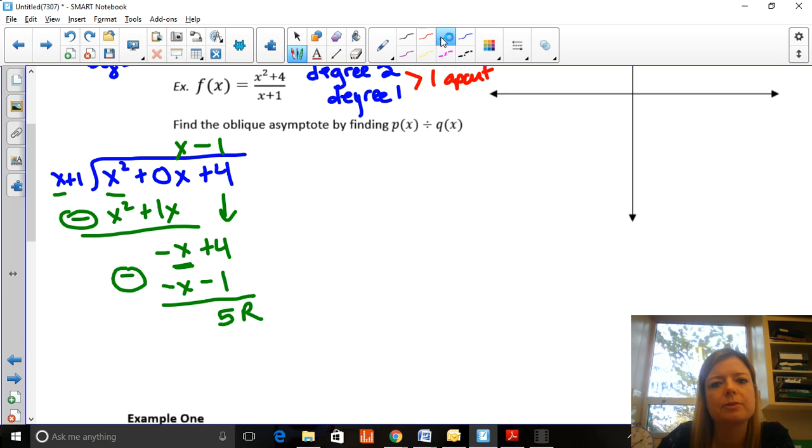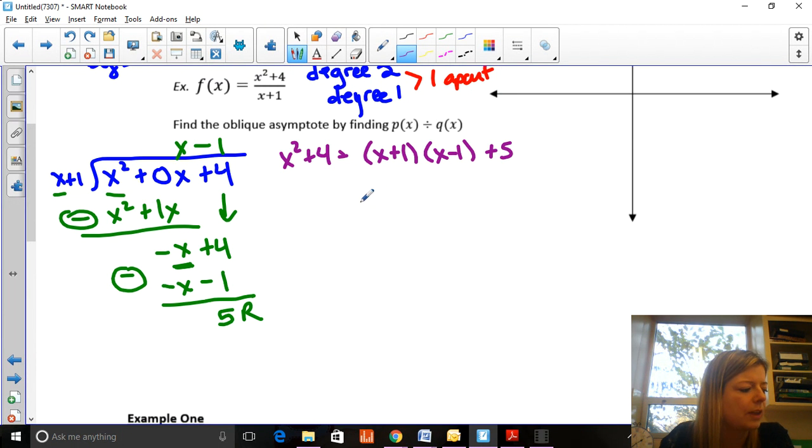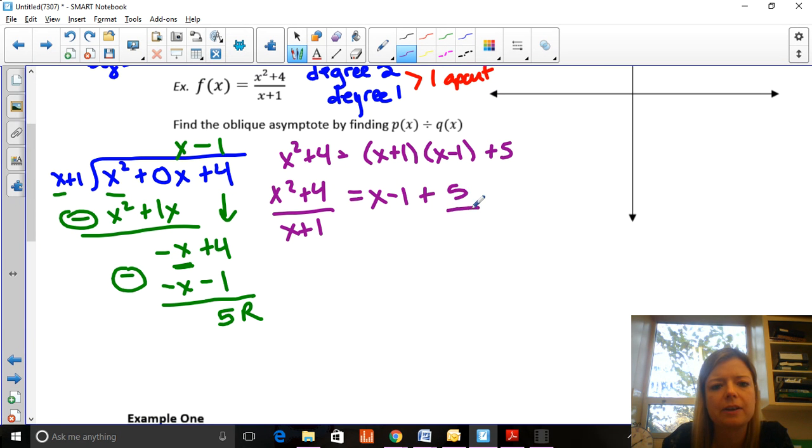Now, you're about to find out why I was so picky about how you wrote these statements. That means x squared plus 4 is equal to x plus 1 times x minus 1, plus 5. So x squared plus 4 divided by x plus 1 is equal to x minus 1 plus 5 divided by x plus 1. Here is the big part where I explain why this is the oblique asymptote. Notice this is our function, the function that we're graphing. So we're going to learn how to graph that.